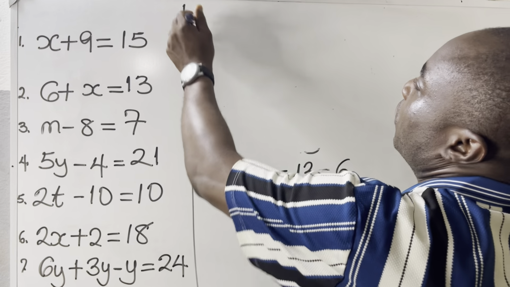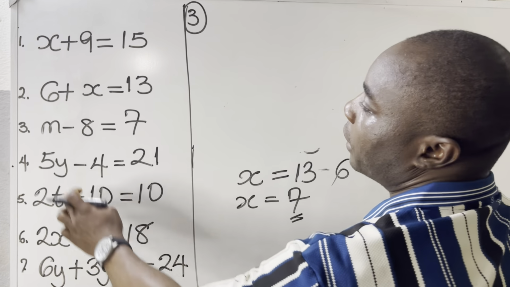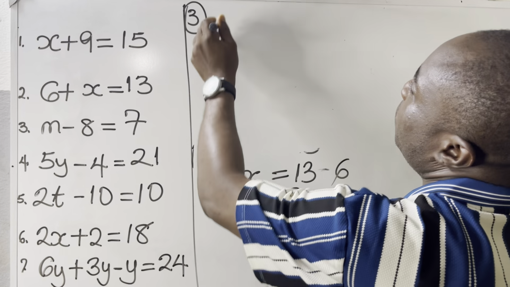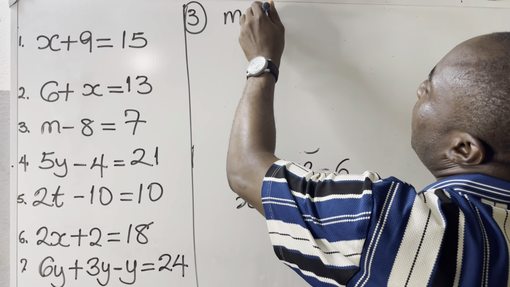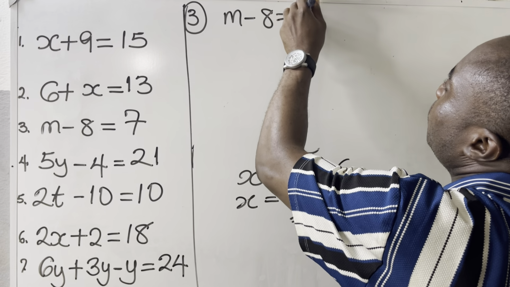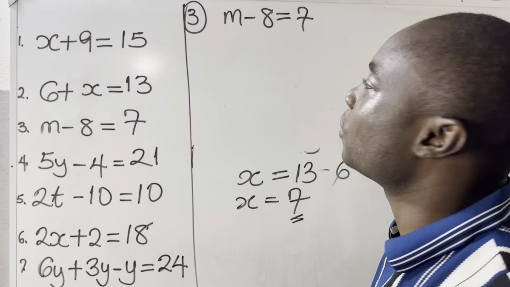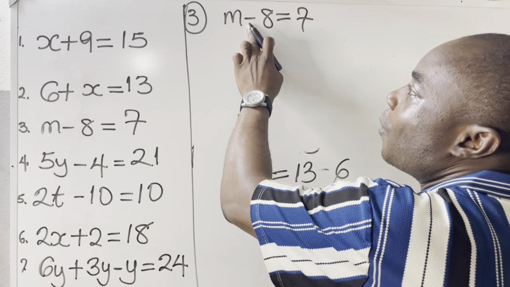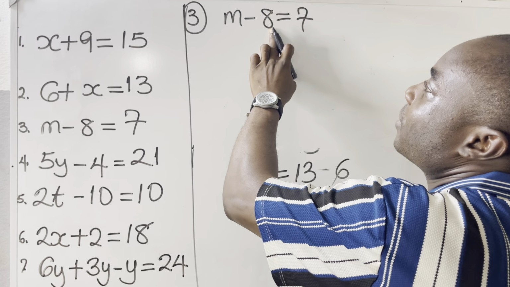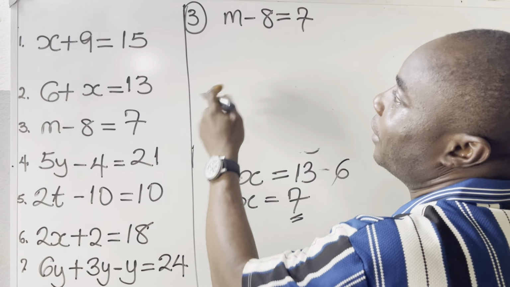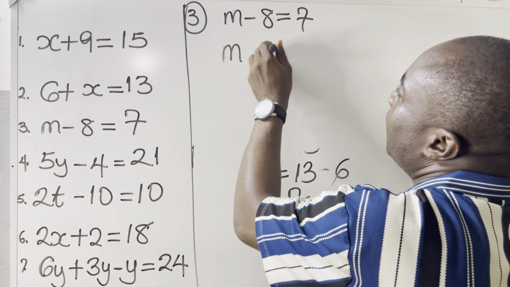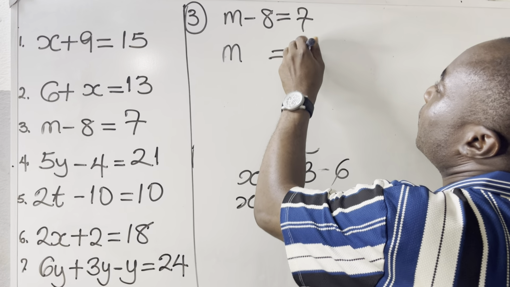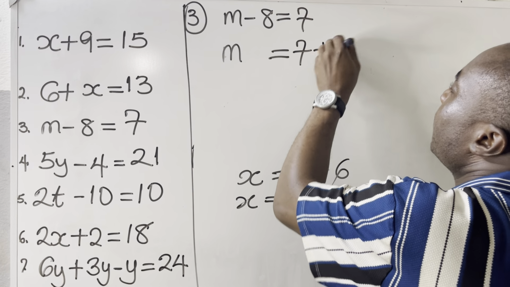So for question 3, we are told that m minus 8 is equal to 7. To get the value of m, it's pretty simple. All we need to do is add plus 8 to this side and plus 8 to this side. And that also means m is equal to 7 plus 8.